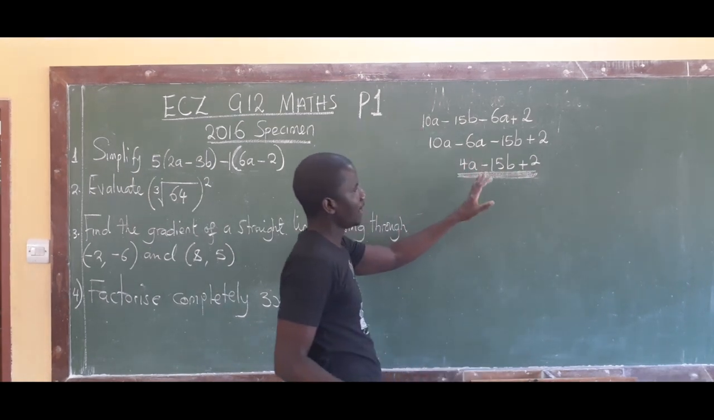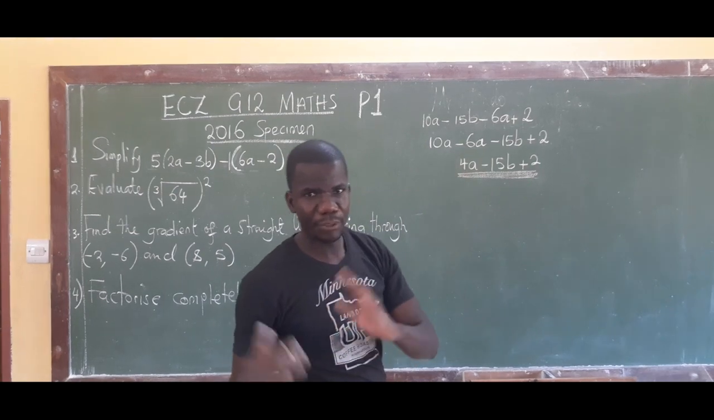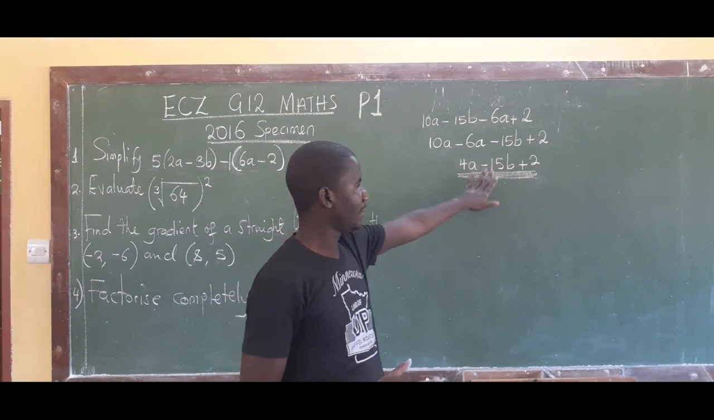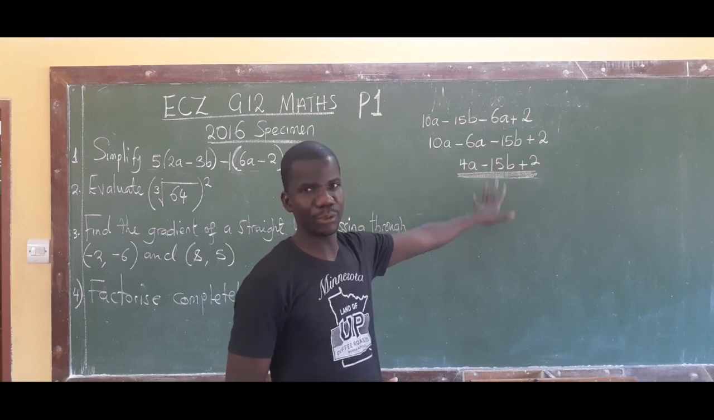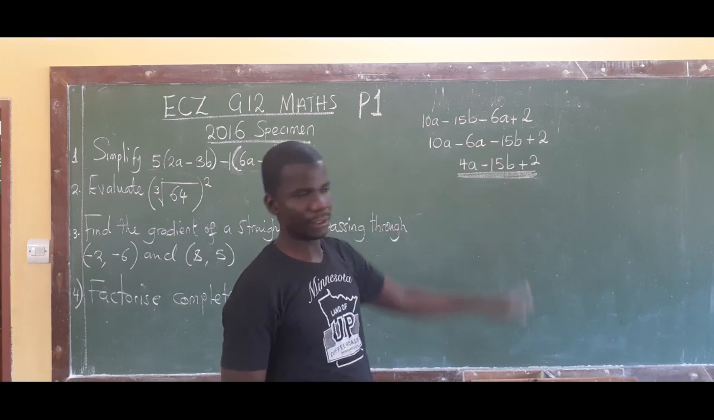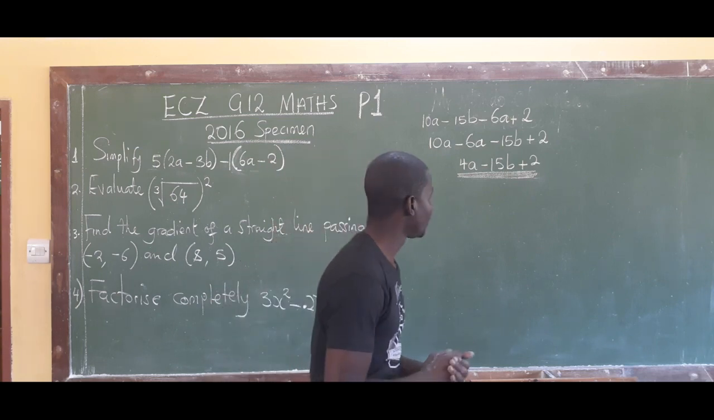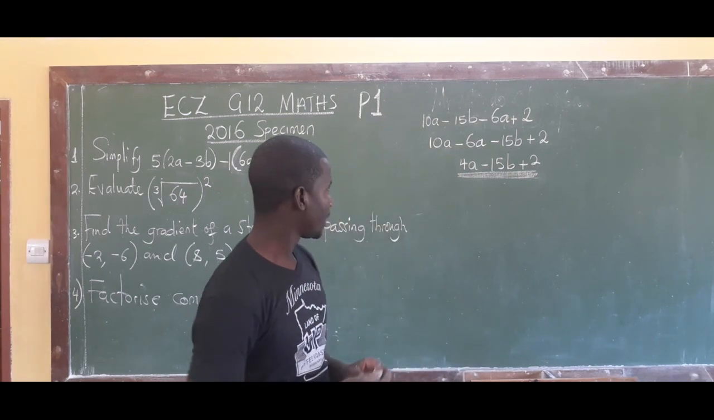Simply because we cannot either subtract or add unlike terms, and these are unlike terms. So this is what we're going to have. Allow me to take you to the next question.